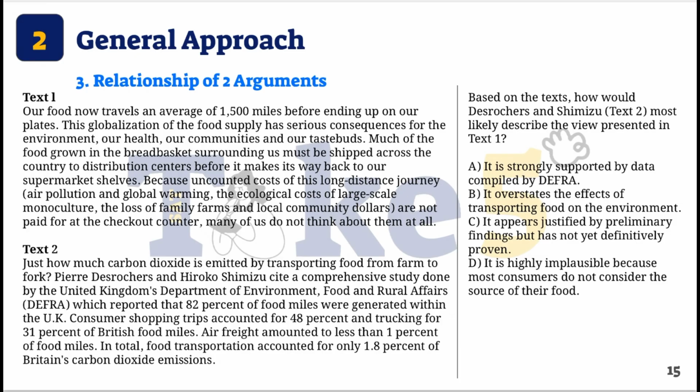Step 3, finding the relationship of the two arguments, is pretty clear here. They disagree with each other. One says it's bad, the other thinks it's not. Now we go through all answers to eliminate the ones that go against the direction of step 3. In this example, we eliminate answers that have a positive direction, indicating that the two texts agree with each other.